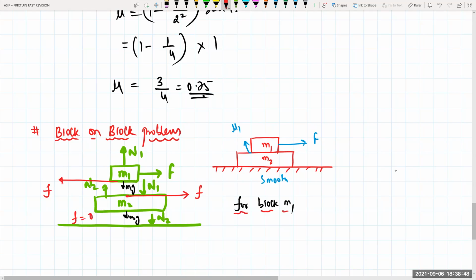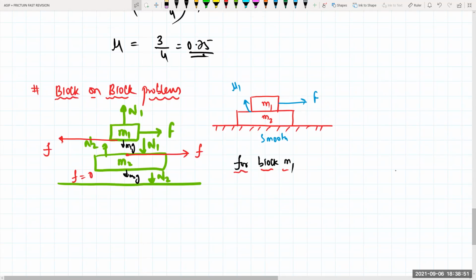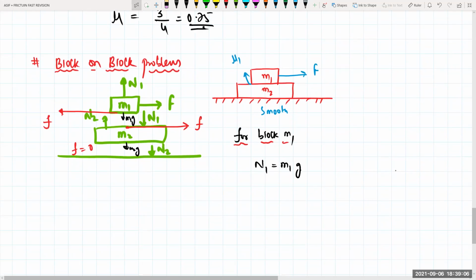Okay? Yes, sir. Now tell me what all forces are acting on the block of M1. Vertical forces, sir. Vertical force is N1 equals M1 into G. Is there any other force acting on that body? For block M1, no, sir. Only these two. Horizontal forces: capital F must be equal to the friction. This friction will be equal to mu into N1, so that will be equal to mu times M1 into G. Clear? Yes, sir.